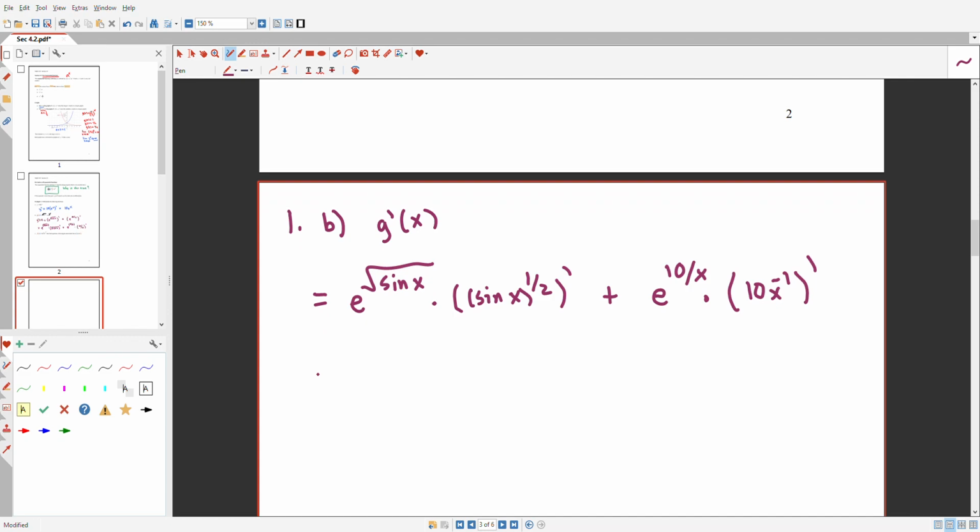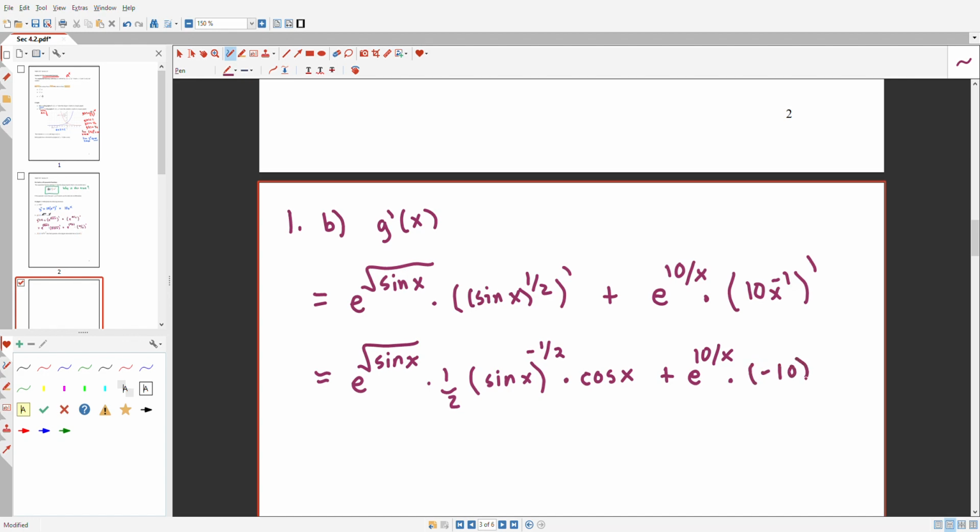So now I'm ready to differentiate those other pieces, and I'll get e to the square root of sine x times, okay, to take a derivative of the square root of sine x, I've got to use a chain rule again. I bring the 1/2 down, leave everything inside alone, to the 1/2 minus 1, and then times, finally, the derivative of sine of x. This last piece, I'll have e to the 10 over x times the derivative of that stuff inside, that's going to be -10, bring the -1 down, x to the -2.